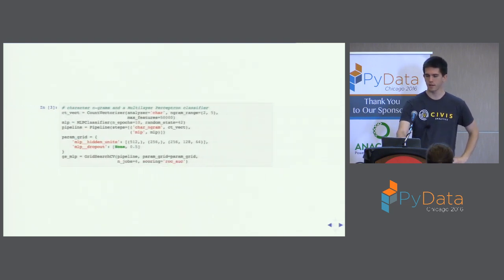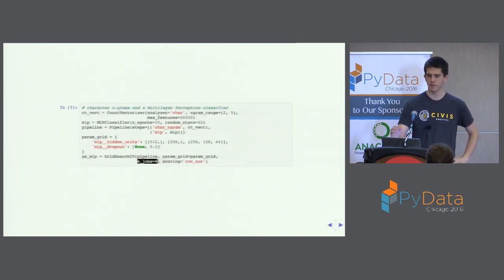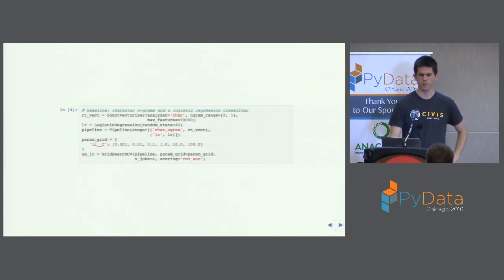I set it here to use 4 jobs because there are 2 cores and hyperthreading on my laptop. And then the logistic regression is basically the same thing.